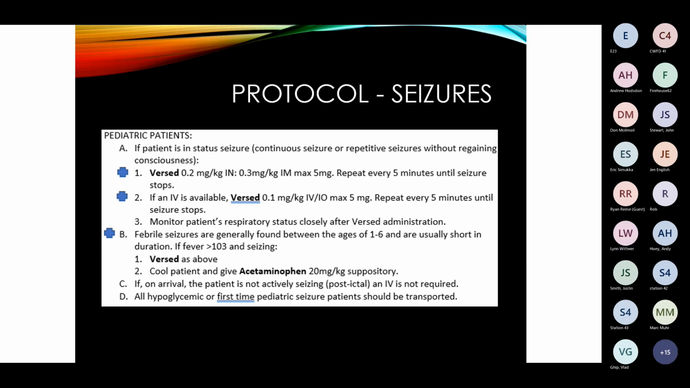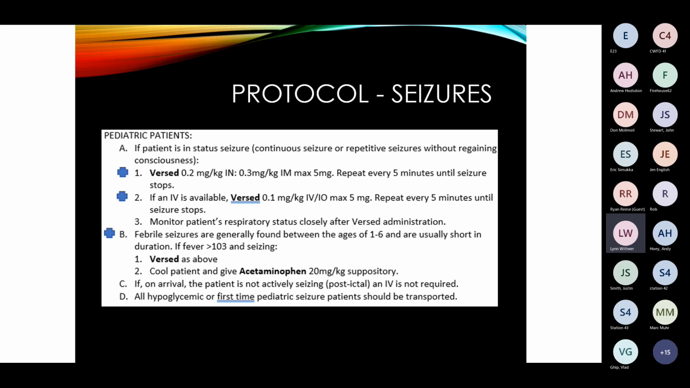Versed 0.2 milligram per kilo IN, or 0.3 milligram per kilo IM. If an IV is available, you could give Versed 0.1 milligram per kilo, max of 5, and you can repeat every 5 minutes till the seizure stops. The same thing with the Versed nasally or otherwise. Generally speaking, it will stop. Monitor the patient's respiratory status closely because of the Versed. Febrile seizures are generally found between the ages of 1 to 6, usually short in duration.